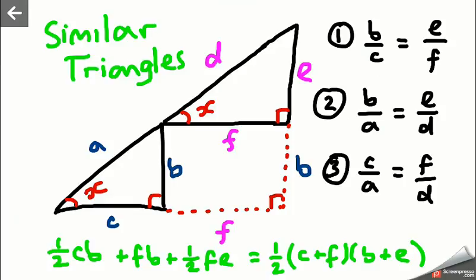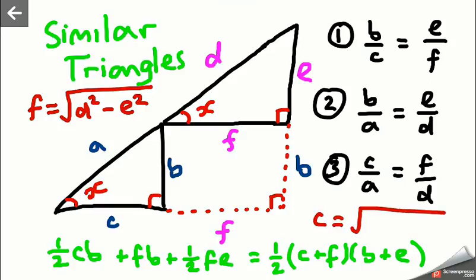In particular, we know that F, let me use a different color, F is equal to the square root of d squared minus e squared. And also we have that C, running out of room, C is equal to the square root of a squared minus b squared. Okay, so that's probably going to come in handy. Well, let's go ahead and insert these into our formulas.